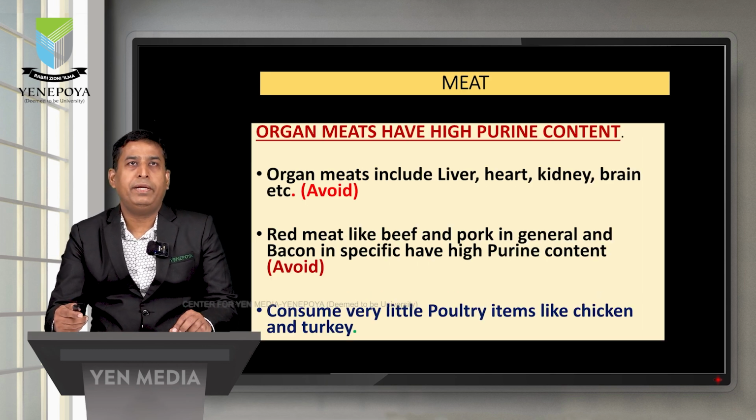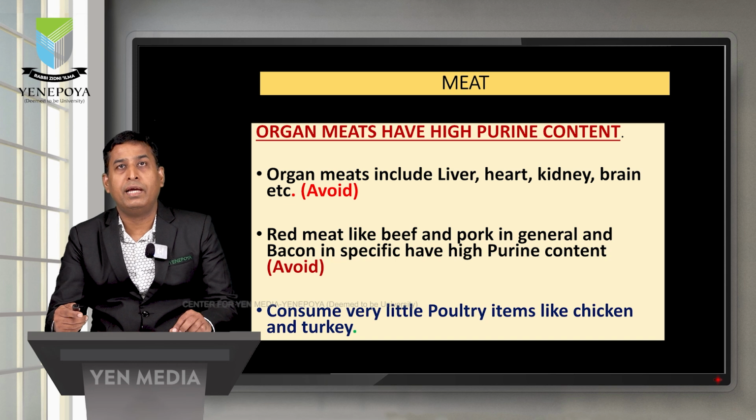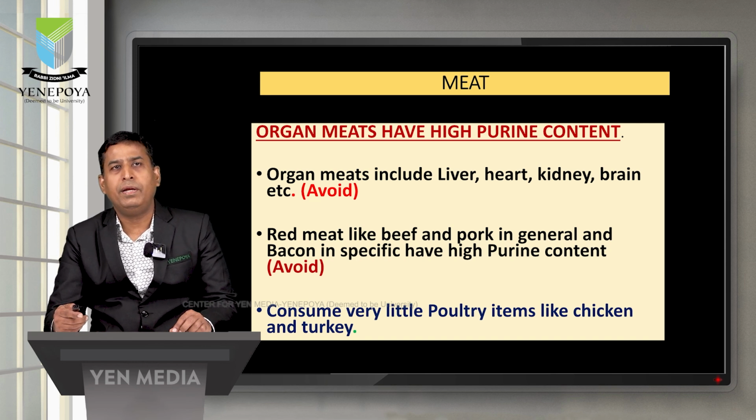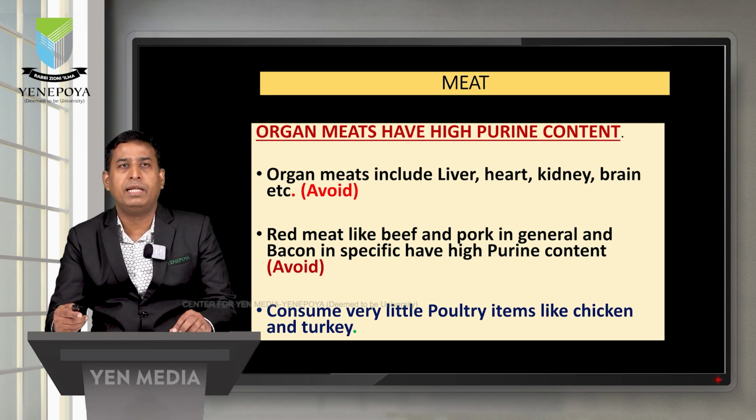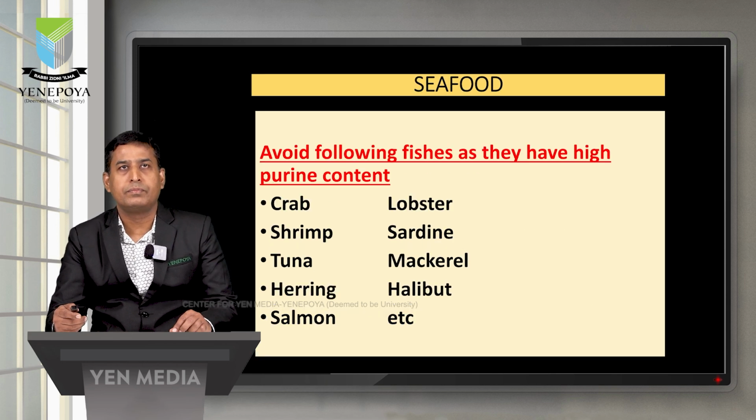Most important is the meat. Among the meat, organ meats have high purine content. Organ meats include liver, heart, kidney, brain, etc. of the animals. So it is always better to avoid such organ meats. Further, red meat like beef and pork in general and bacon in specific have high purine content. So it is advisable to avoid these also as far as possible. Some people, if required, may consume a very little amount of poultry items like chicken and turkey.